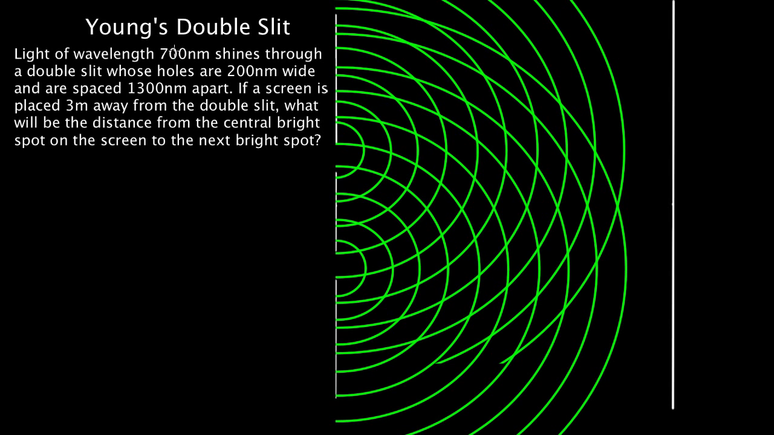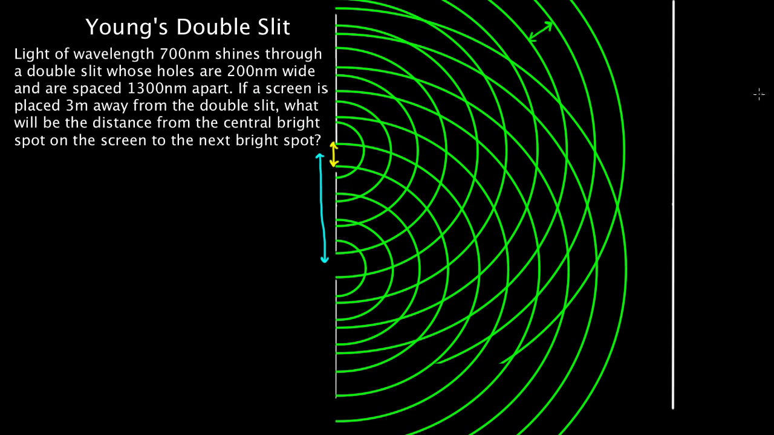I think we should look at an example of Young's double slit. Let's consider light of wavelength 700 nanometers. That would mean this distance right here between peaks is 700 nanometers apart, shines through a double slit whose holes are 200 nanometers wide. That means from here to there is 200 nanometers, and they're spaced 1300 nanometers apart. That means from the center of one to the center of the other is 1300 nanometers.